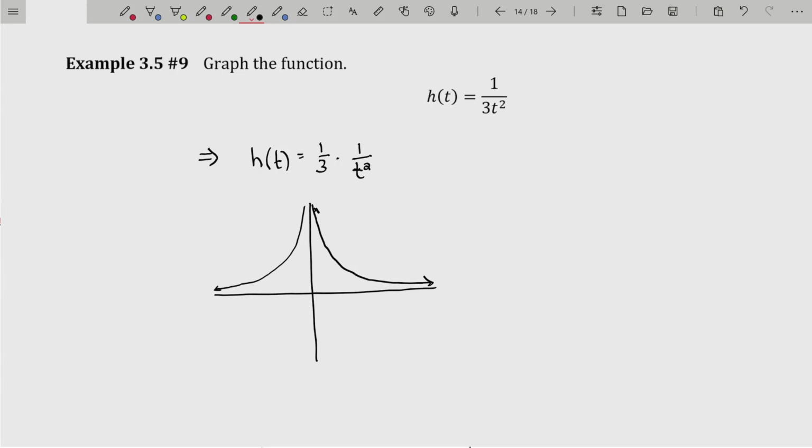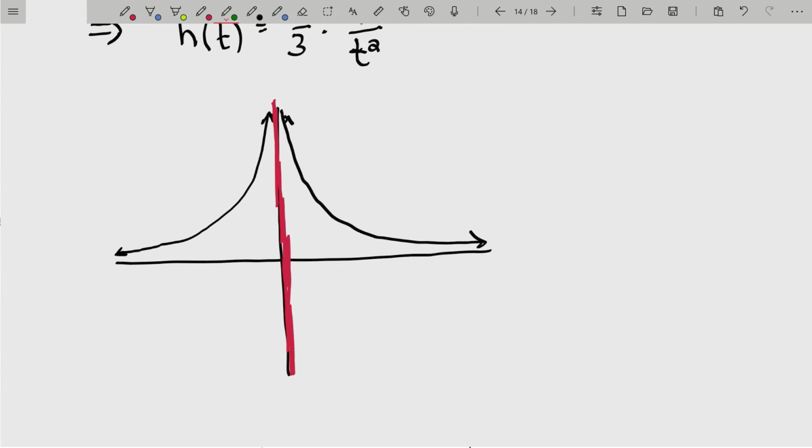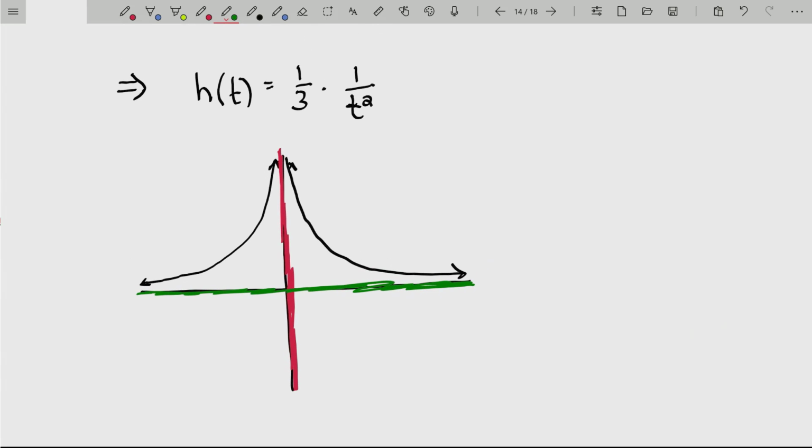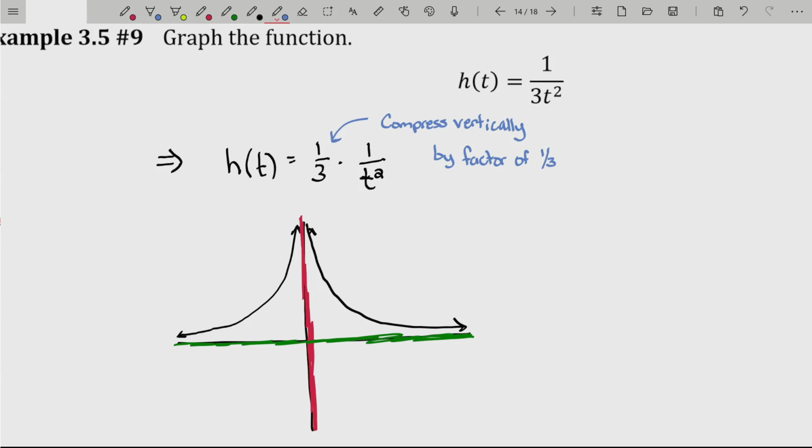And by the way, it does have a vertical asymptote on the y-axis. And it has a horizontal asymptote on the x-axis, which for some reason I couldn't draw. So let me draw it again. Okay. So there's my horizontal asymptote on the x-axis, or t-axis, I guess, since that's really the letter I'm dealing with. And what we're going to do is compress this. In fact, I'll point an arrow at that. And there I've written down, we're going to compress this vertically by a factor of 1/3.